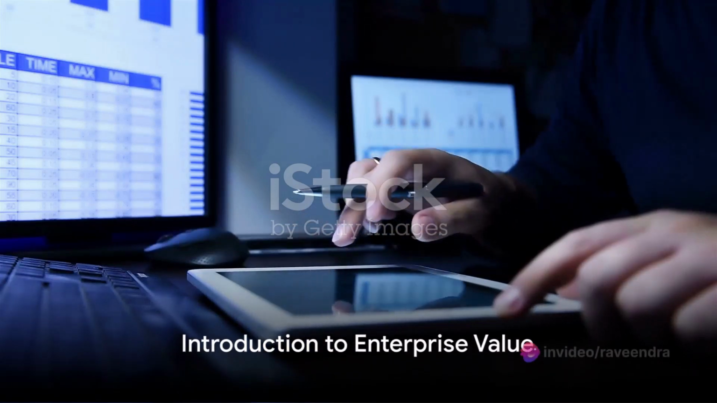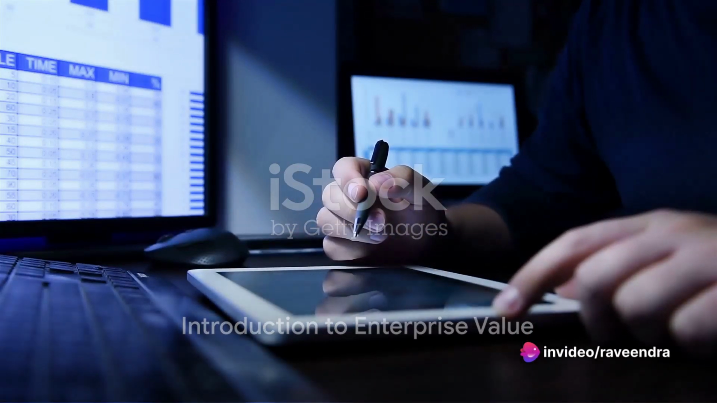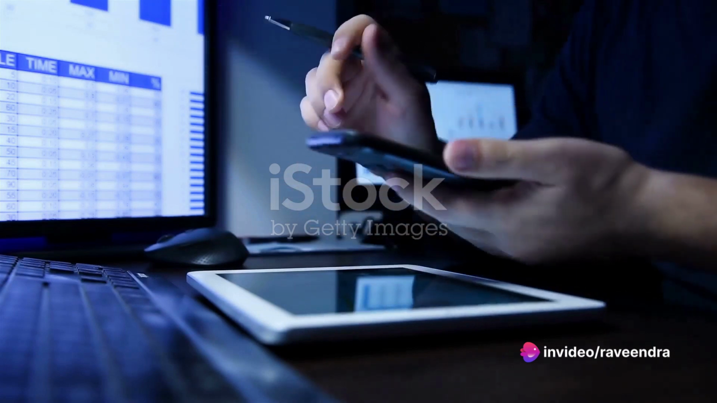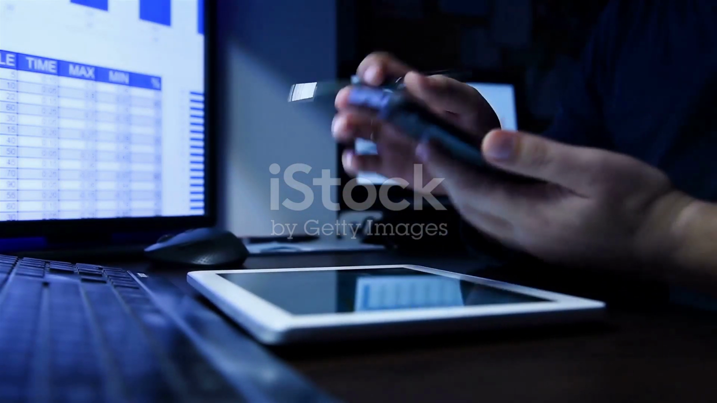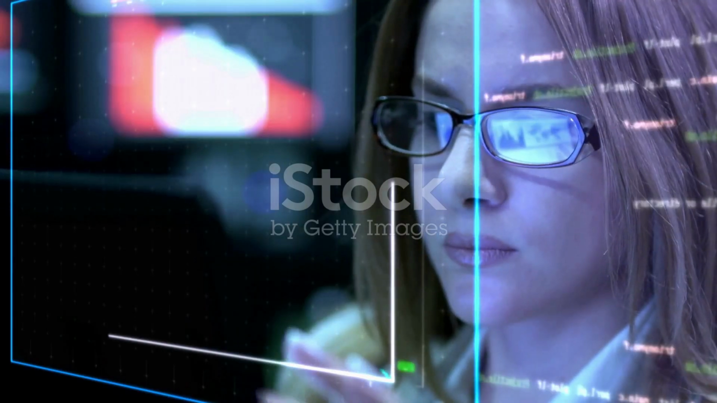Have you ever pondered how to determine a company's overall worth? Not just its market price, but the total value. Welcome to Value View, where we explore the world of finance and help you make informed investment decisions.